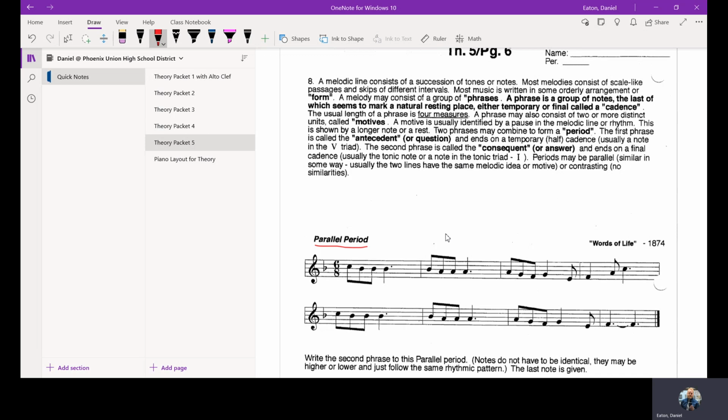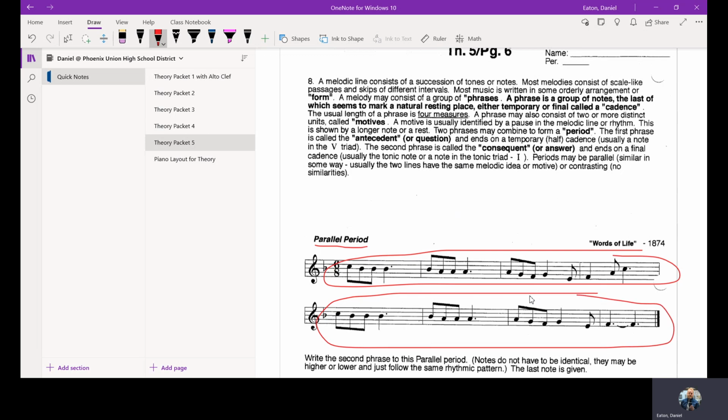So this first one just gives you an example of what a parallel period sounds like. And what it means by parallel is that this phrase right here is very similar to this phrase down here in terms of its rhythm and even in terms of its melodic construction. It's pretty much a copy and paste. This measure is the same as this, is the same as this, is almost the same, at least that portion of it is the same. And actually, even this part of it's the same, just the second part of the rhythm is not.